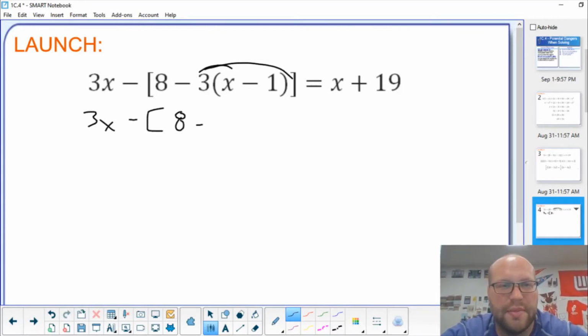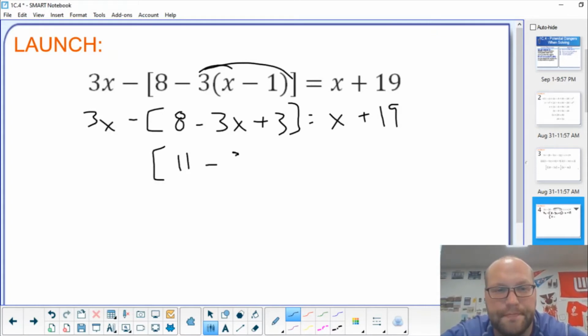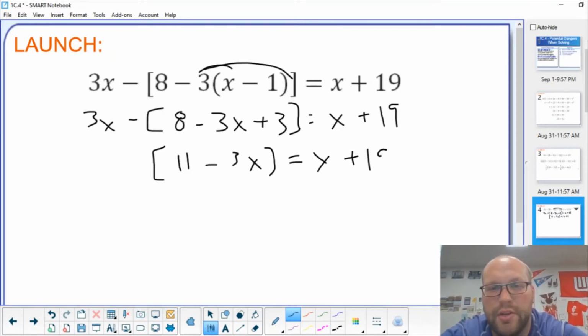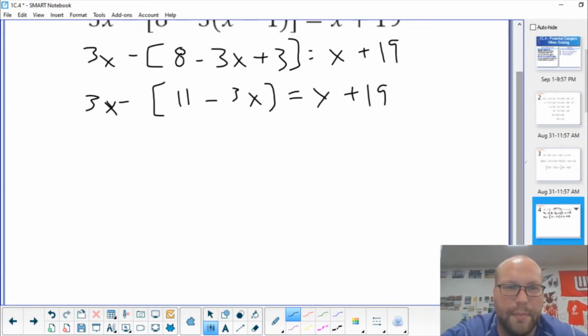So 3 times x is negative 3x. Negative 3 times negative 1 is positive 3. And that just made it a little bit simpler. I got rid of some parentheses. The next thing I see is I see an 8 and a 3. I'm going to combine that into 11. Again, I'm just slowly but surely making this into an easier equation, and that easier equation is going to have an easy solution. And we just keep on going.